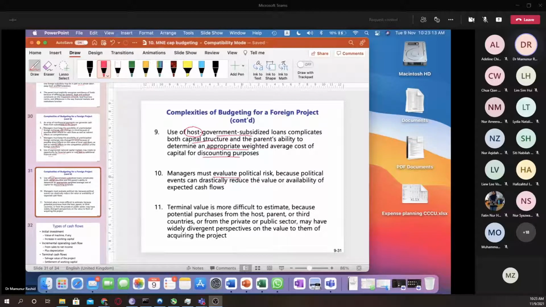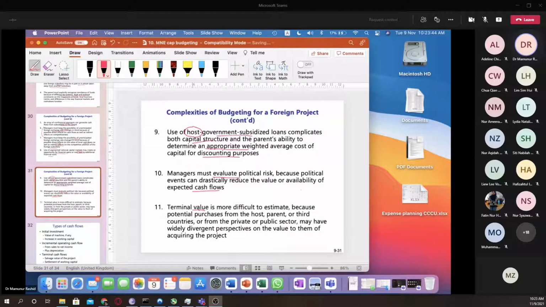Managers must evaluate political risk because political events can drastically reduce the value or availability of expected cash flow. So cash flow uncertainty might be there because of political risk. You need to analyze these events carefully for each country separately and for each event separately, and measure the impact of that political risk event on the cash flow of the company.